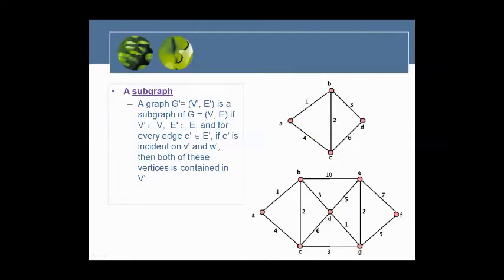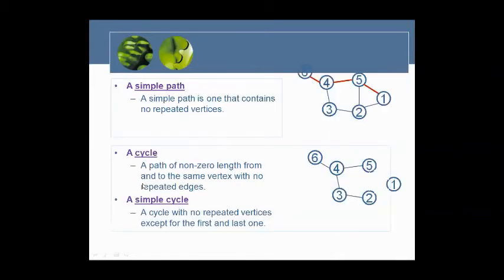So a subgraph. A subgraph of a graph G = (V, E) is a graph G' = (V', E') if V' is a subset of V, E' is a subset of E, and for every edge e' that is an element of E', if e' is incident on V' and W', then both of these vertices are contained in V'.